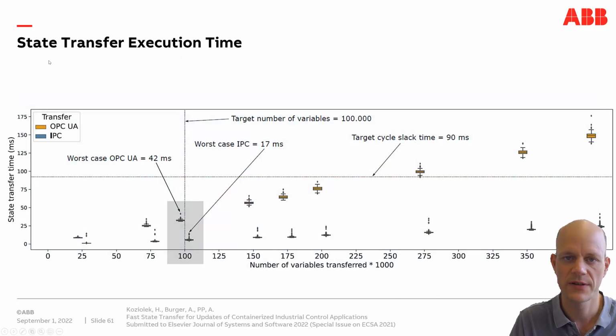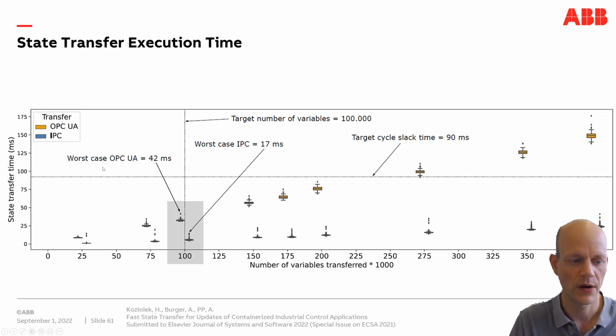And then we measured the actual state execution time. And we see here on the x-axis of this diagram the number of variables transferred. And I said we aimed at 100,000 variables, so we see that point here. And also our aim was to do the state transfer in less than 90 milliseconds. So this line here gives you the threshold of 90 milliseconds.